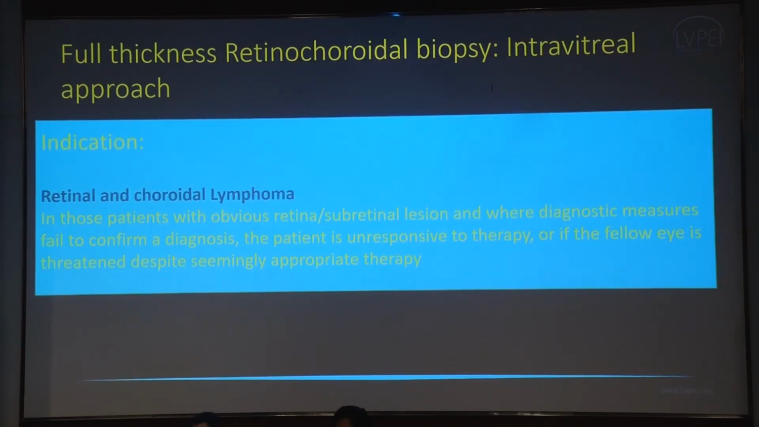Sometimes we need to go ahead and do one more biopsy in addition to the vitreous biopsy, and go ahead with a retinochoroidal biopsy. This is usually done in conditions where the patient is not responding to treatment, or the fellow eye is threatened despite seemingly appropriate therapy.